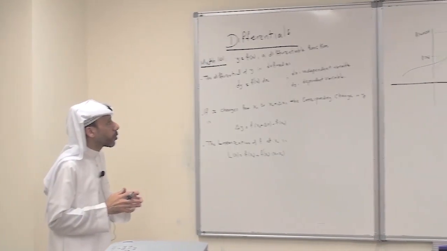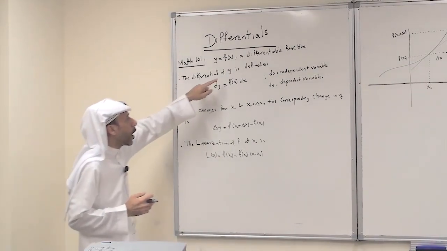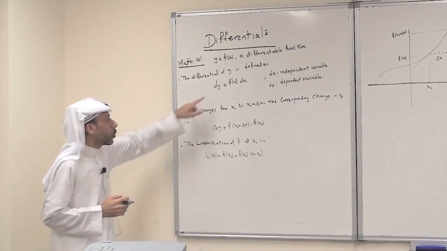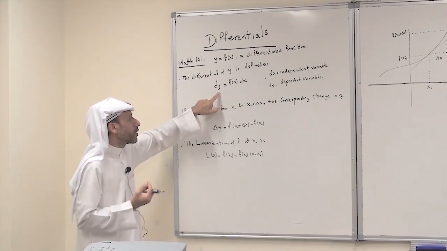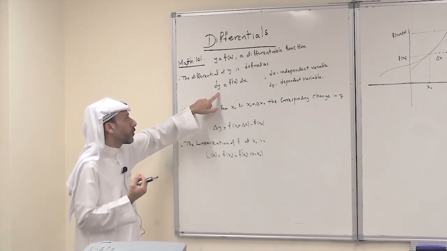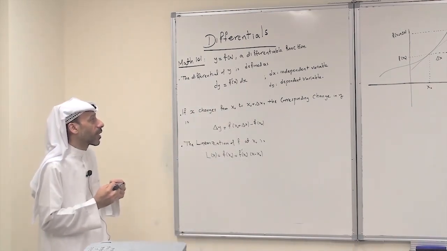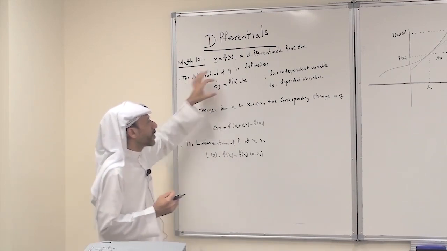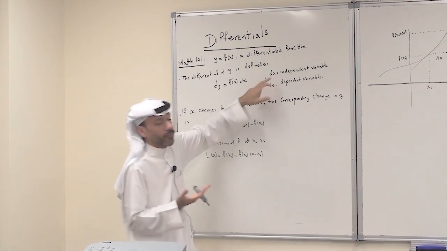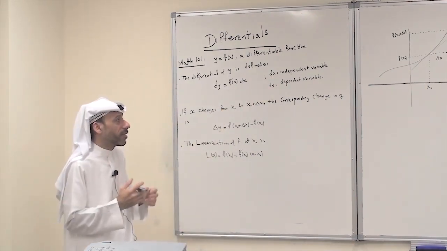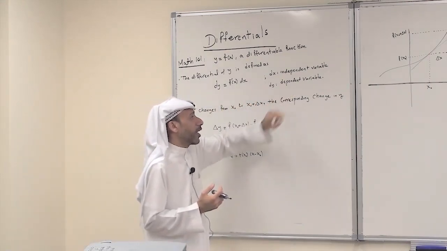So let's take y equals f of x, a differentiable function. By definition, the differential of y is defined as dy equals f prime of x dx. dy is the notation for the differential of y, and dx is the notation for the differential of x. In this definition, we look at dx, the differential of x, as just an independent variable that can take any real number. And the differential of y, dy, we look at as a dependent variable.